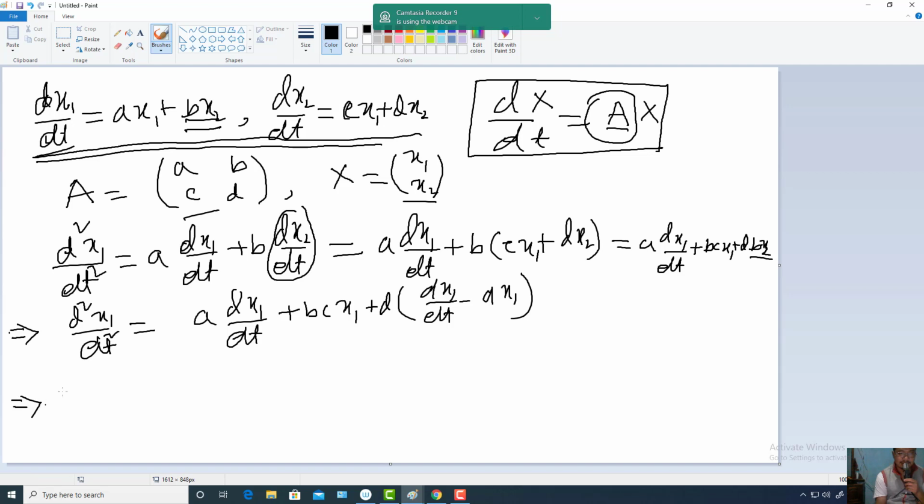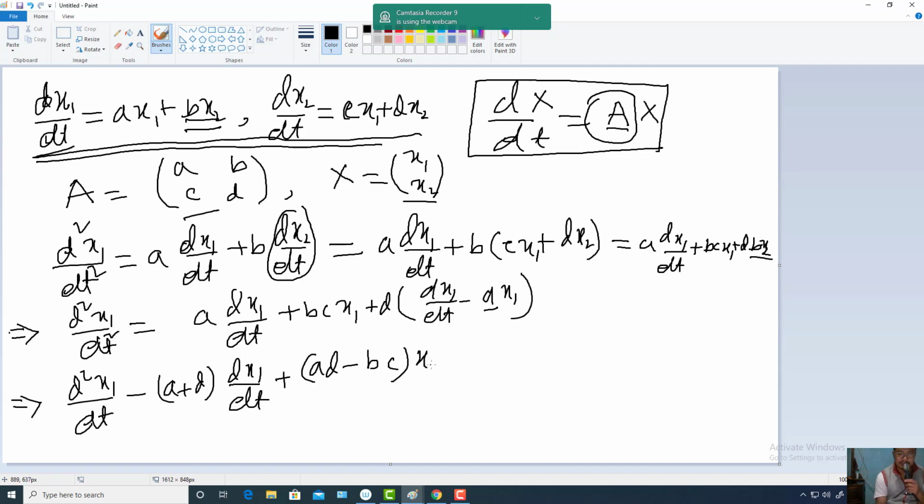Then you can simplify like this: d2 x1 by dt2 equals minus (a plus d) dx1 by dt, and plus x1 common, so that will be a d minus b c, times x1, equal to 0. So this is the second order equation in the x1 variable.